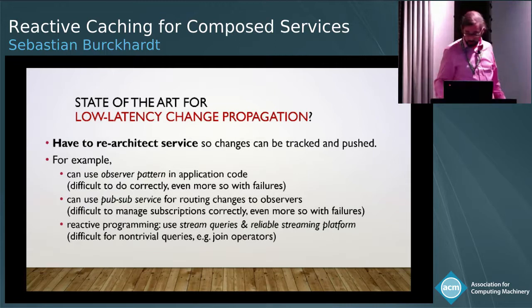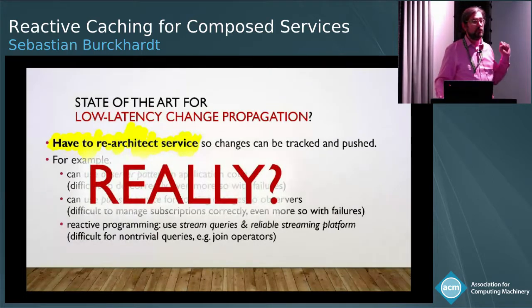So the thing I want to question here is, do we really have to re-architect the service? All of these solutions assume that you're going to happily change your code to get these features. What I want to push here is the idea that you don't have to change your code. If I have written my code using this composition of services, there is actually enough information there already to know what depends on what and exploit that.